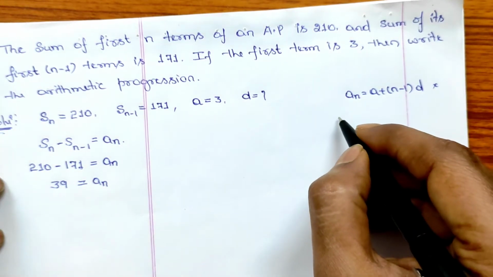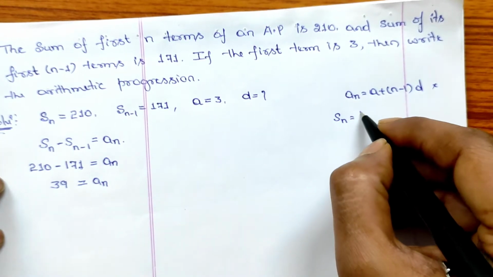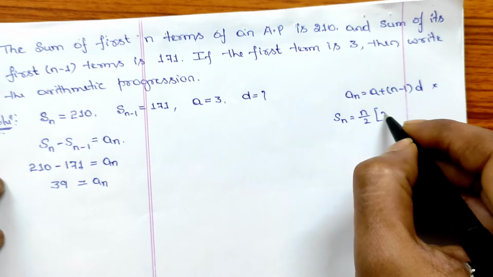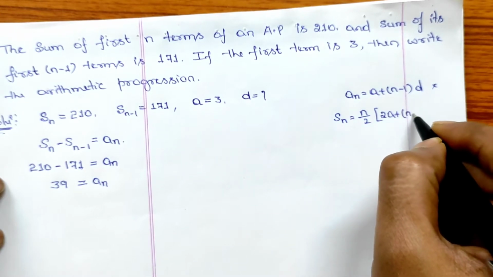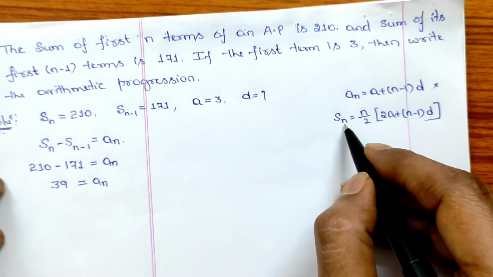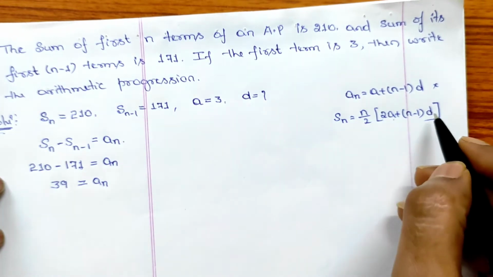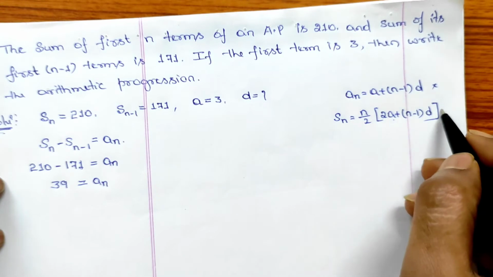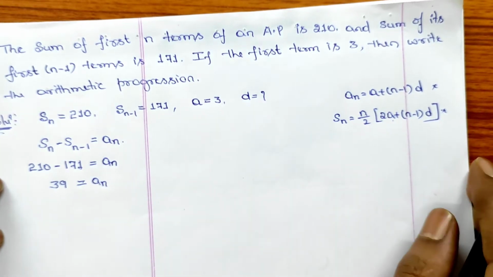Next, another formula, Sn. Sn is equal to n by 2 into 2a plus n minus 1 into D. So here also Sn we know, a we know, but we don't know D as well as n, therefore it is also not useful for us now.